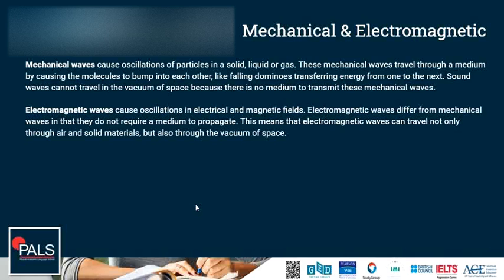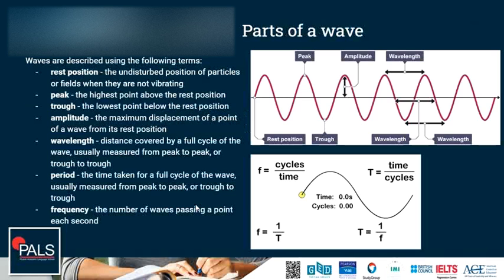Electromagnetic waves cause oscillations in electrical and magnetic fields. Electromagnetic waves differ from mechanical waves in that they do not require a medium to propagate. This means that electromagnetic waves can travel not only through air and solid materials, but also through the vacuum of space.